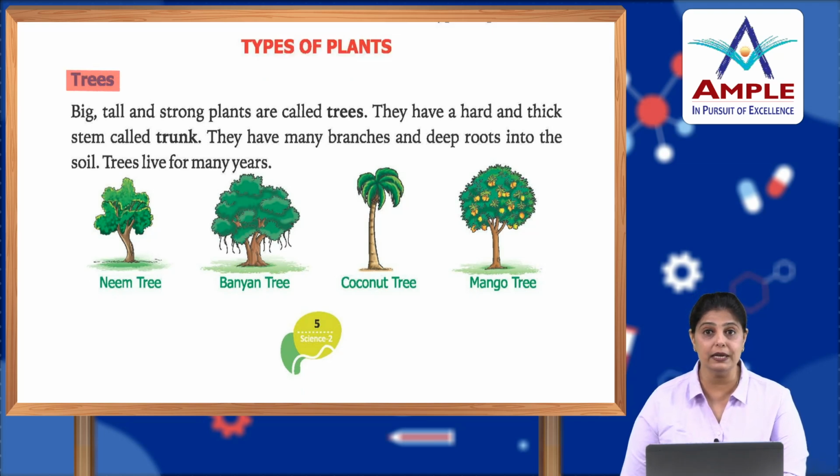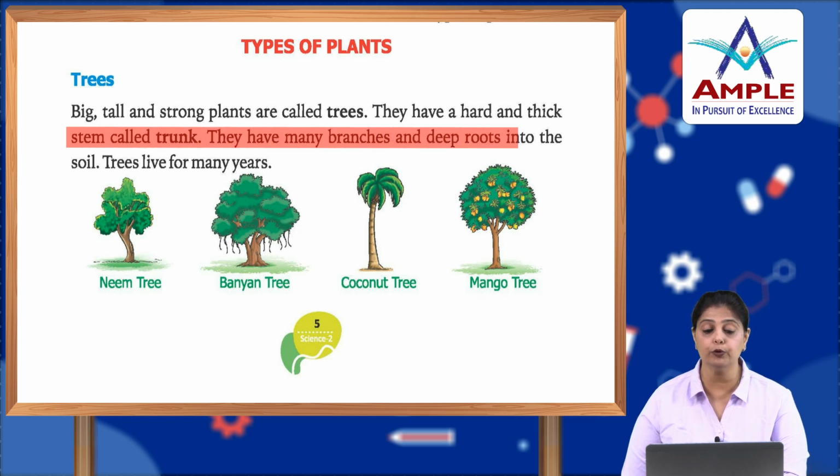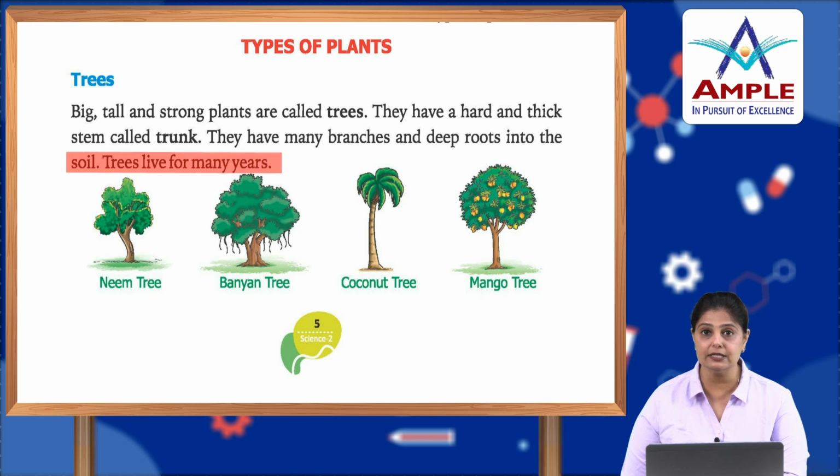Let's talk about trees first. Big, tall and strong plants are called trees. They have a hard and thick stem called trunk. They have many branches and deep roots into the soil. Trees live for many years. So, what are trees? Trees are big, tall and strong plants.